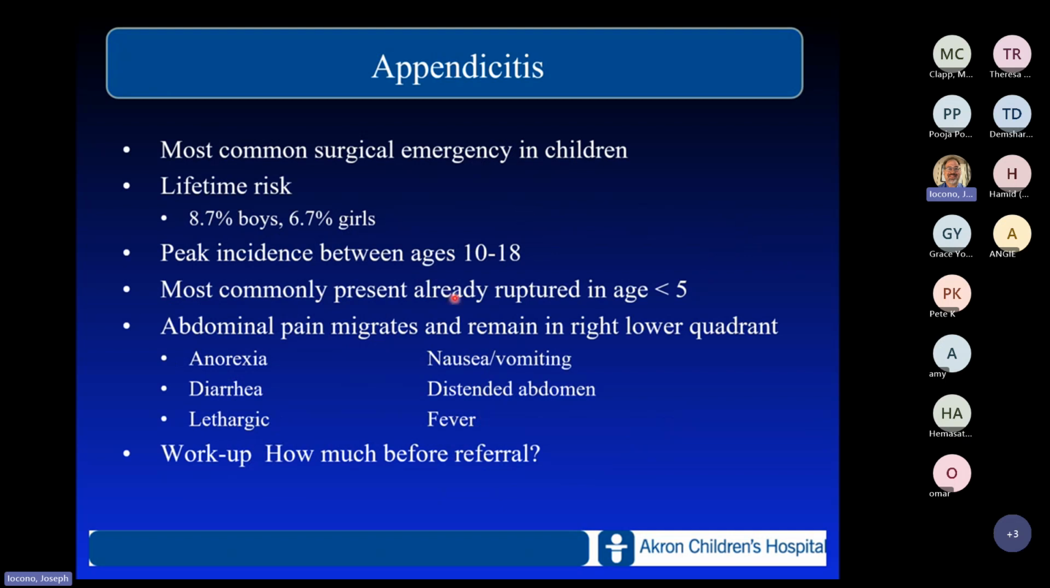Lifetime risk of appendicitis is about 8 to 9% in boys and about 6 to 7% in girls. Peak incidence is between the ages of 10 and 18, but we see it in every age. The younger they are, the more likely they're going to present ruptured. The appendiceal wall is thinner, and the kids don't present to the pediatrician as quickly. Moms appropriately don't bring their kid to the doc every time they complain of belly pain, especially the younger they are, because they can't tell you, and they'll perforate.